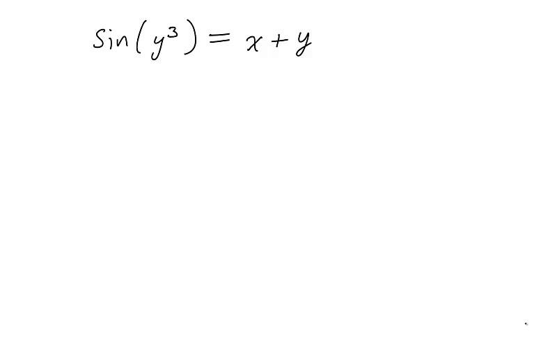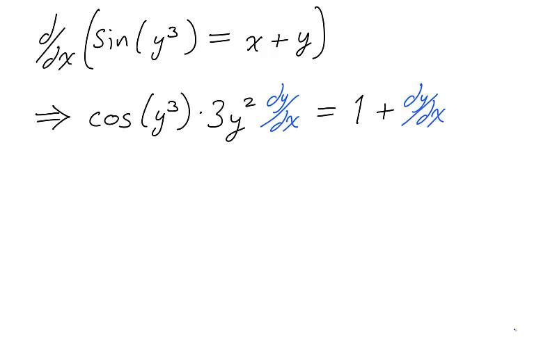When a function is defined implicitly through an equation, there is no need to write the function explicitly in order to find the derivative. Just take the derivative of the left and the right hand side individually. We calculated the derivative of the left-hand side earlier, and the right-hand side is just 1 plus dy dx.